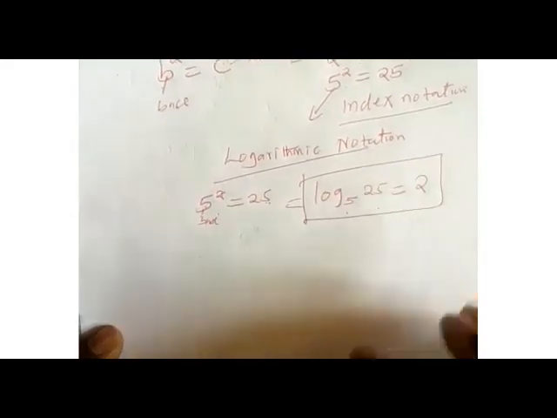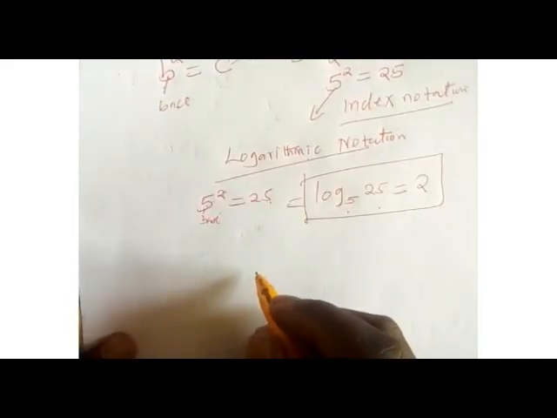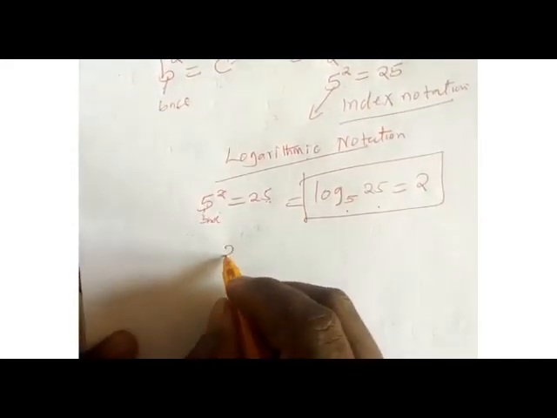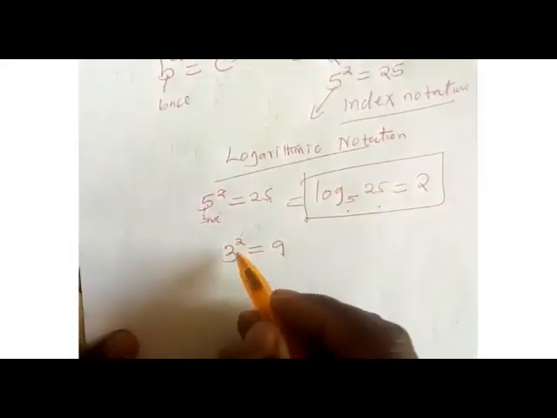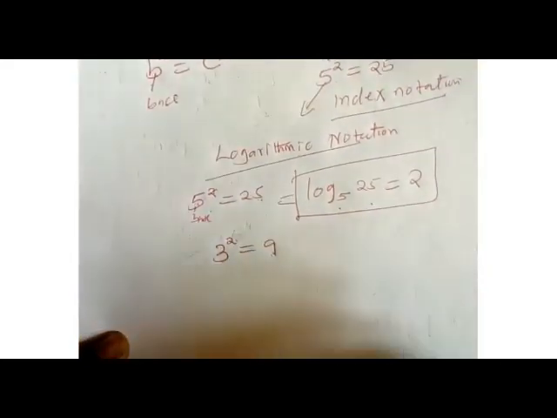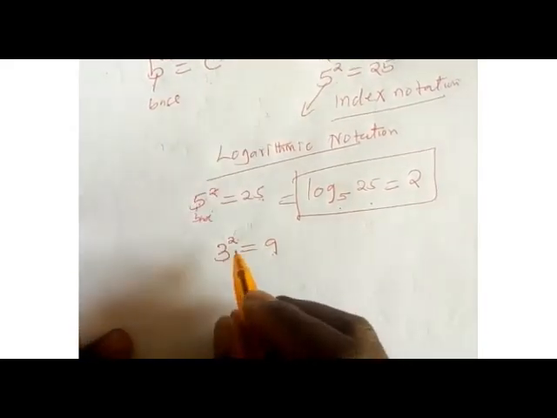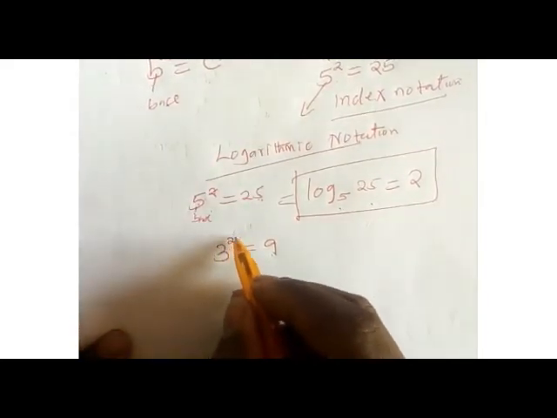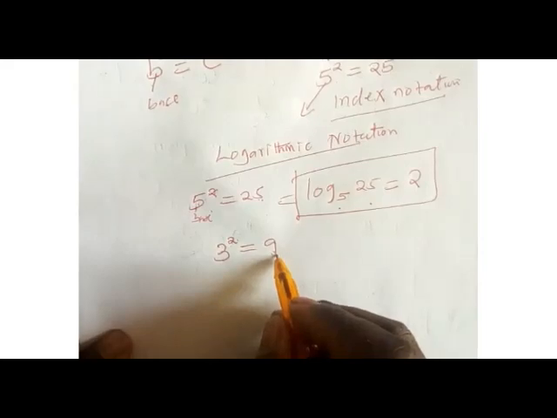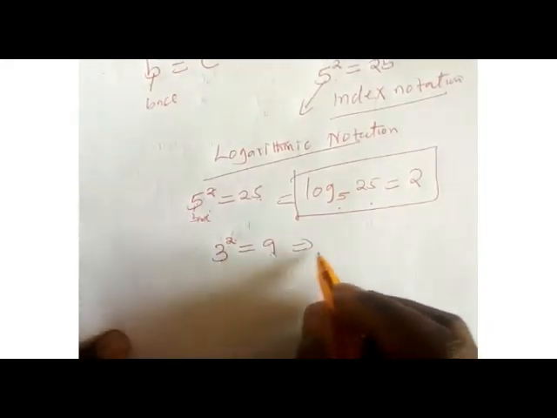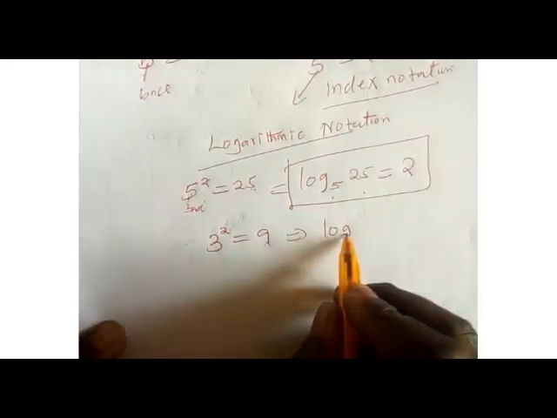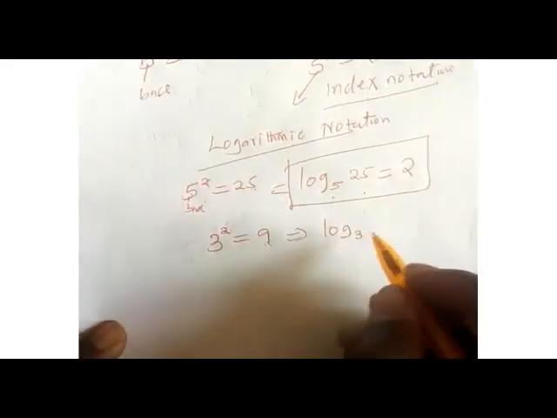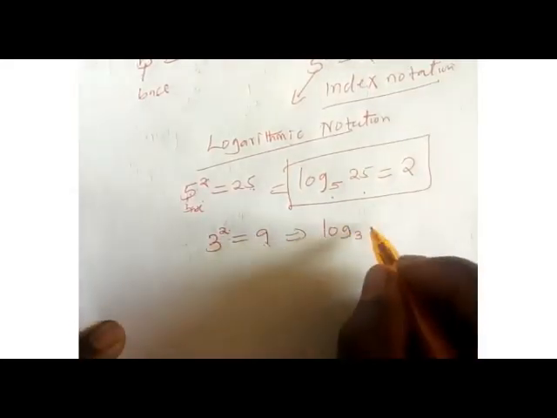Therefore, we continue. Let me write one more example. We have 3 raised to power 2. The answer is 9. That's very true that 3 square is 9. So here 3 is the base, this is the power, and the answer is here. Therefore, when you are writing in a logarithm notation, you introduce log, right? The base is 3, and then the answer is 9, like this.